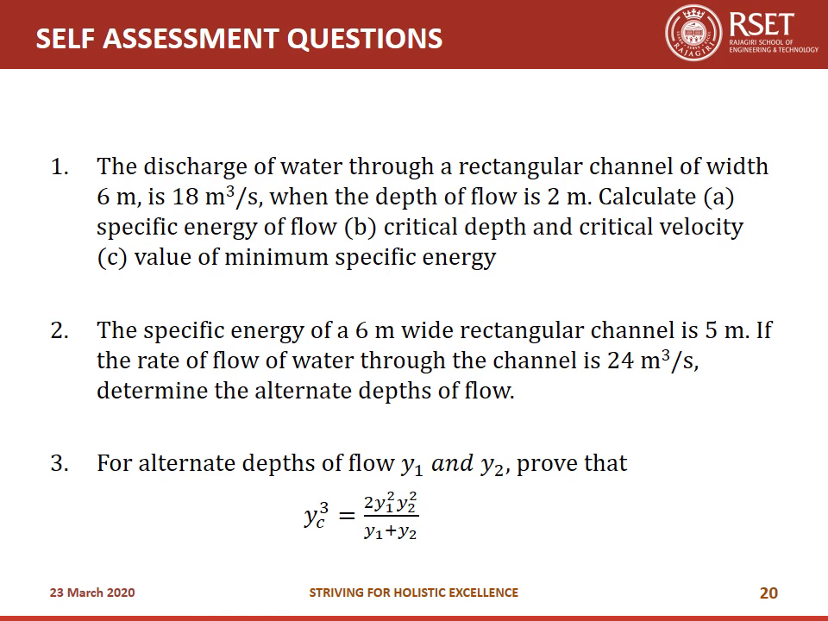Now I have given a slide on salient features. Those are not the only salient features of the specific energy curve. You must also mention the alternate depths and how Y1 and Y2 are related to YC, and V1 and V2 are related to VC, because all that will be included in the salient points of a specific energy curve. So I hope this topic was an easy topic and I hope that you have understood it.